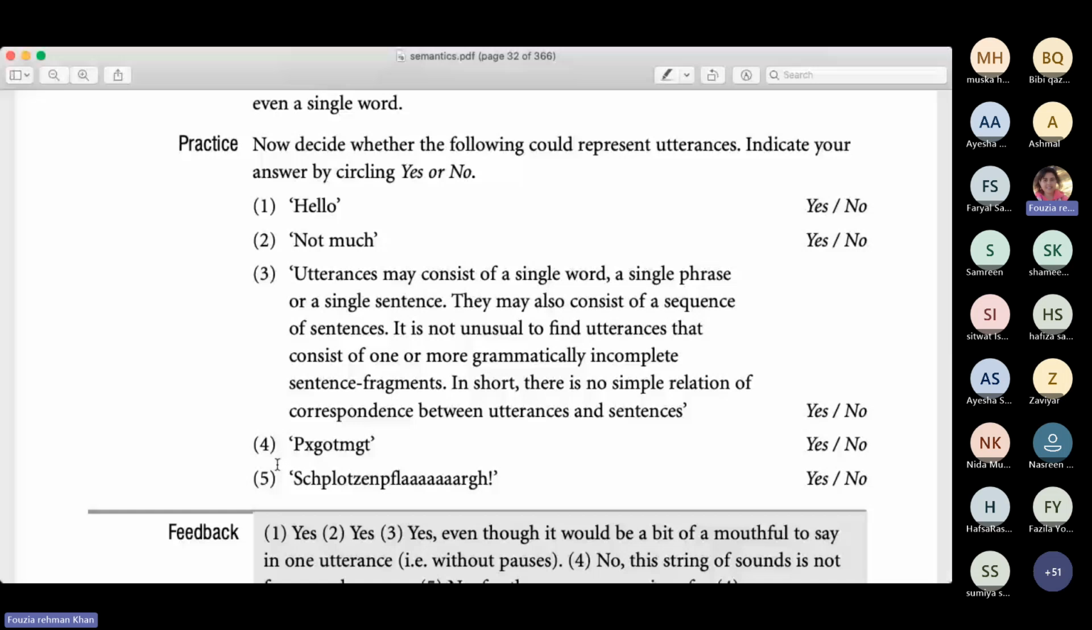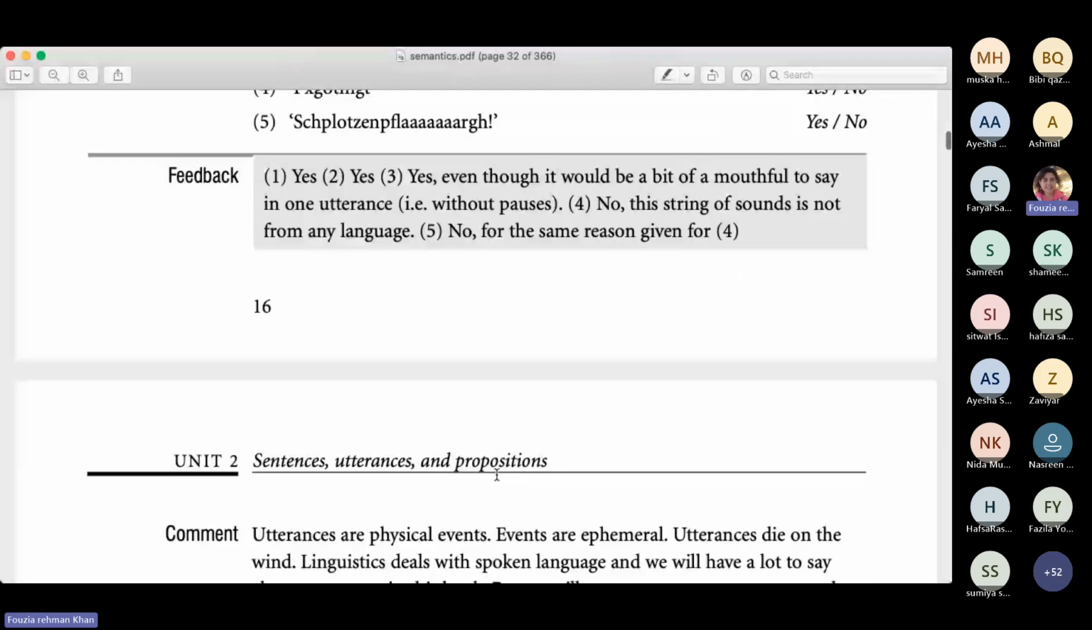One thing that we begin with is that sentences and utterances are both meaningful. That's the similarity between the two. For instance, "not much": you don't get the complete context, but you have an idea that this perhaps is an answer to a question. So that makes sense. But if you look at 4 and 5, they don't give any sense. So these are not utterances, because these are not part of the English language, right? I hope the practice is clear.